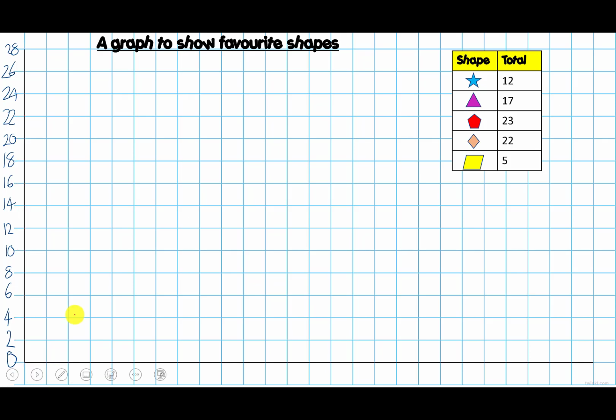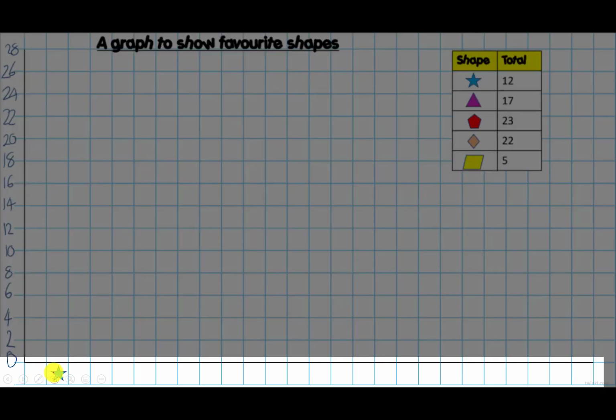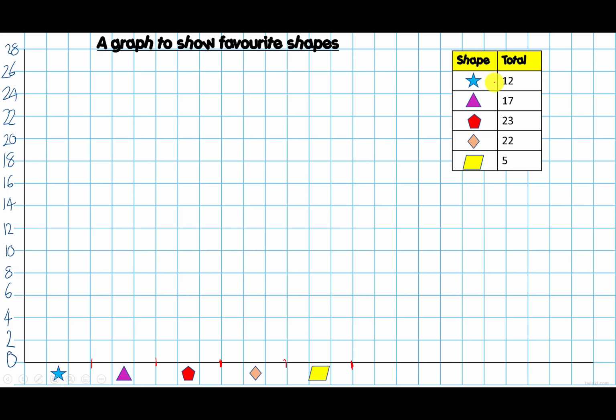shape a quite wide bar. So I'm going to put my star here, and it's going to have a width of 3. So I'm going to put my shapes along the bottom, and each shape is going to have a width of 3. So in between each shape would be there. Each shape has got a bar which is a width of 3. That's because I want to spread them out. I could put them in, they could have a column each like this, but then it's going to be very squashed. So my star has 12.